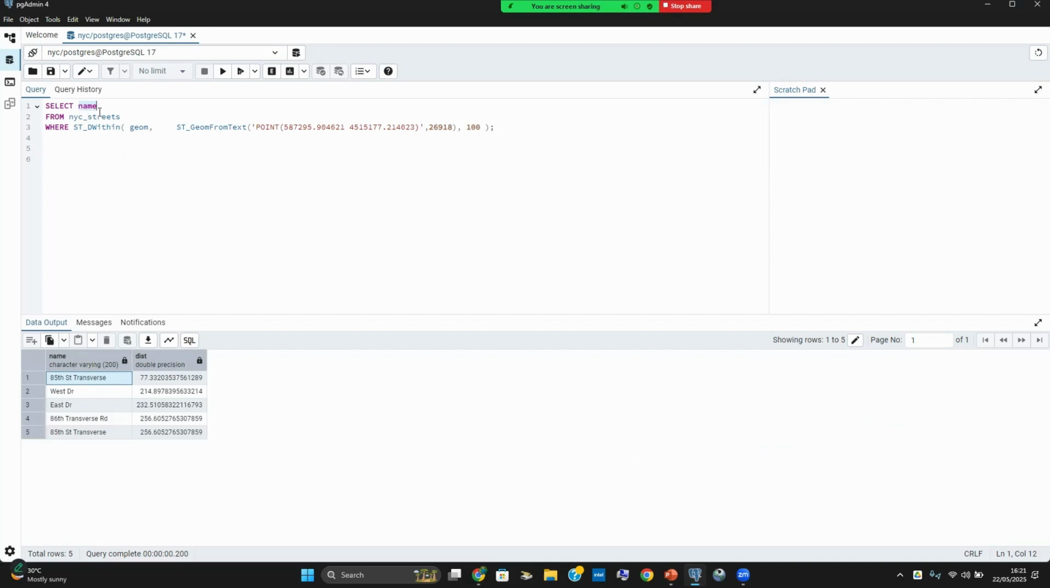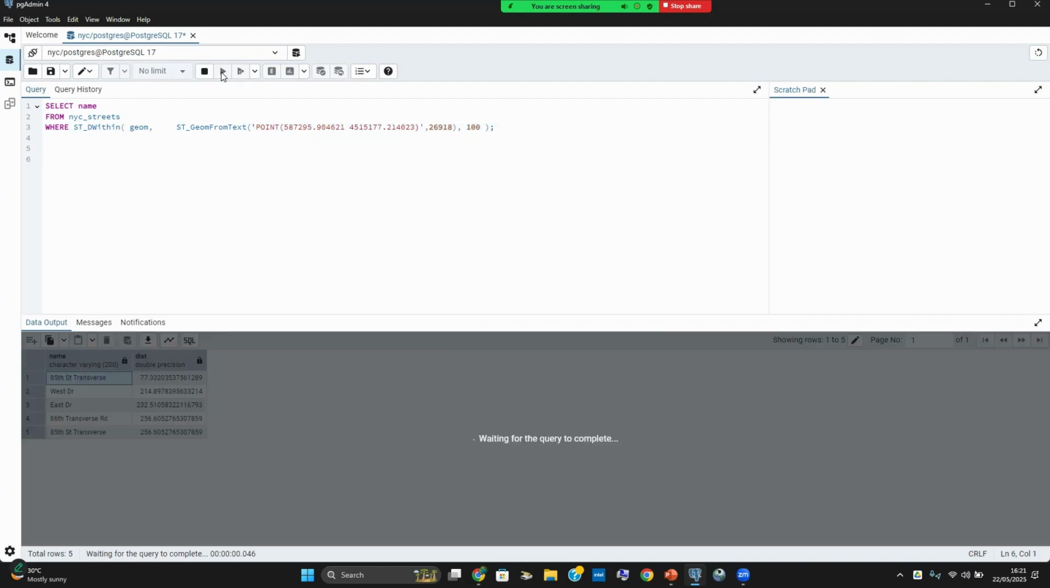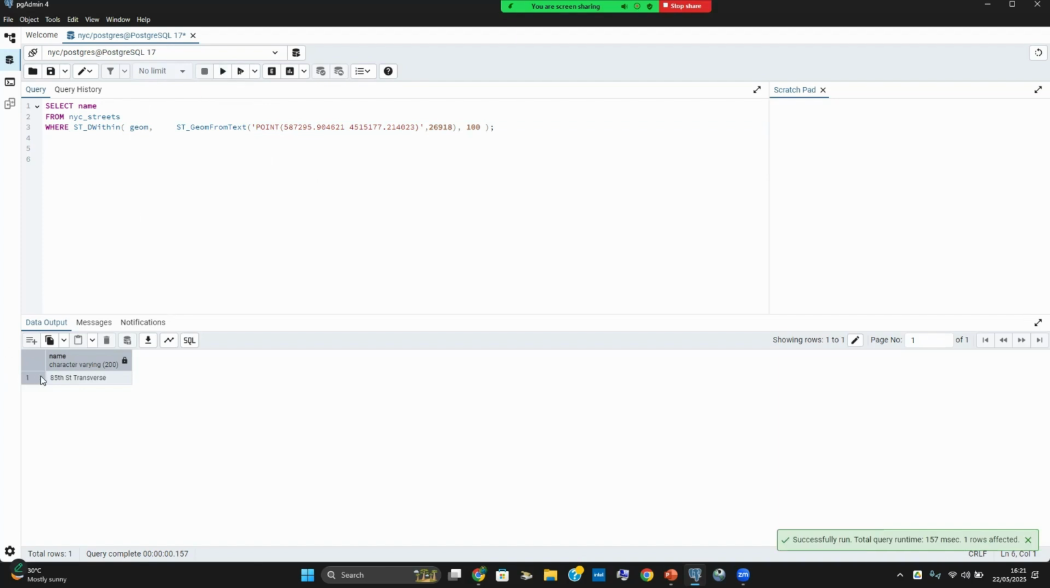Again, we're selecting the name of the New York City streets that are within 100 meters of this point. Run. And that is correct. Only one street was less than 100 meters from the point, and that was 85th St. Transverse Street.